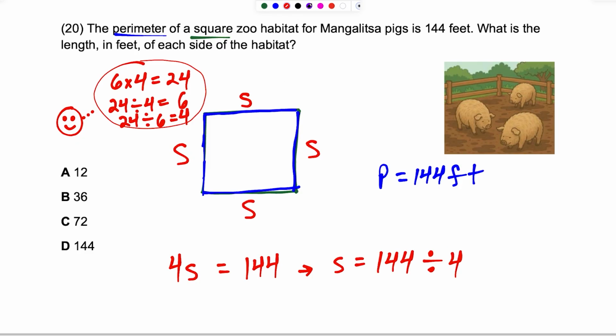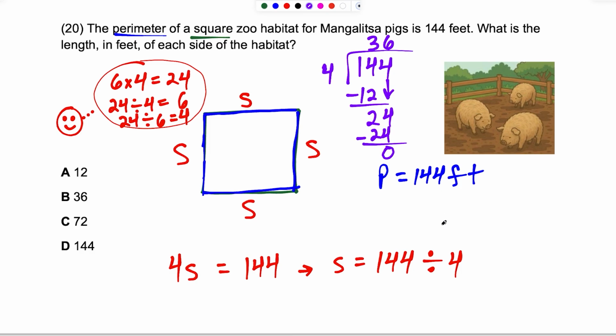And for this one, I'm just going to go ahead and do long division. And I'll do it in this space over here. So we're doing 144 divided by 4. And we could say that 4 goes into 14 3 times. 3 times 4 is 12. So we subtract. We get a remainder of 2. We carry down the 4. And now we do 24 divided by 4 is 6. And then 6 times 4 is 24. So this divides nicely. Okay, this divides evenly. We could say that S is equal to 36.